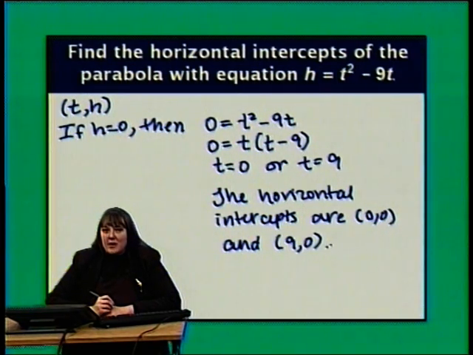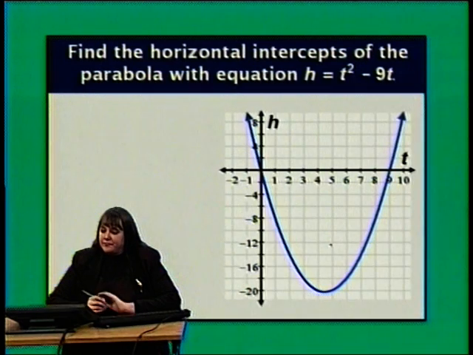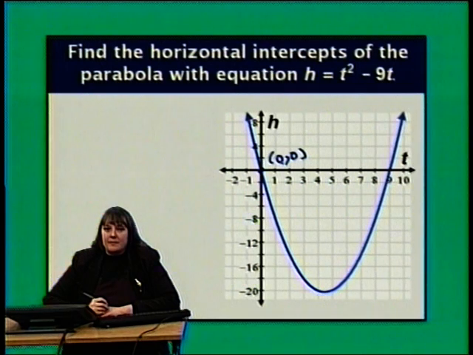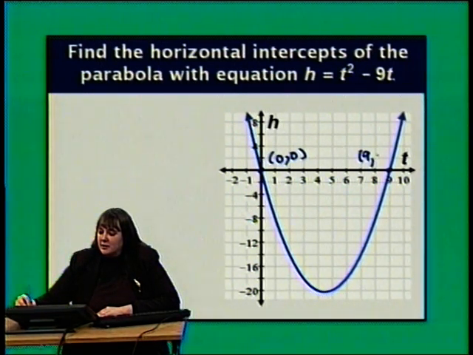Again, let's look at a graph to see if this really is the case. Here's a graph of h equals t squared minus 9t. Where are the horizontal intercepts? As we expected, there's a horizontal intercept at the origin. There's another horizontal intercept over here at (9, 0). So the graph really does verify what we found.